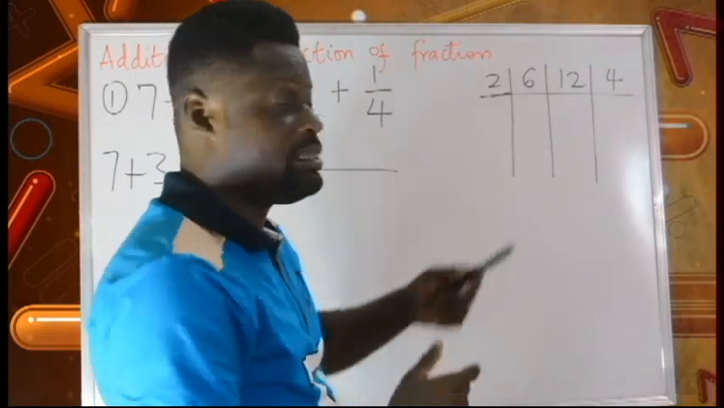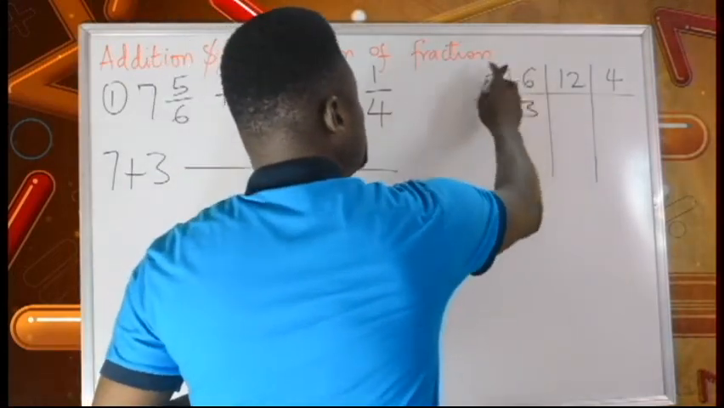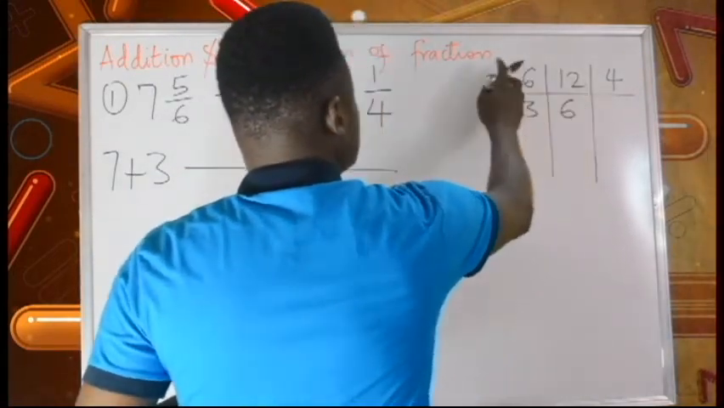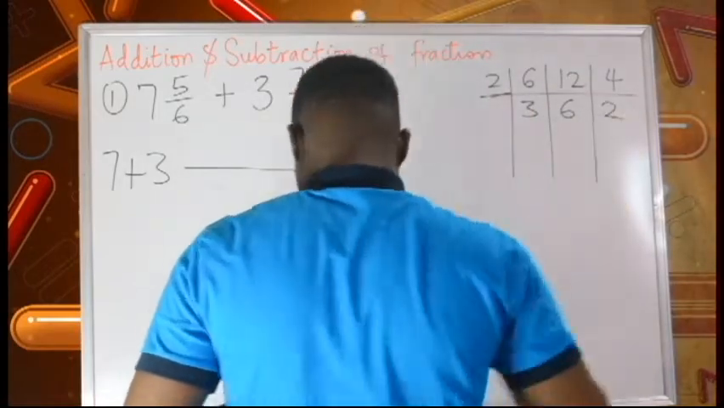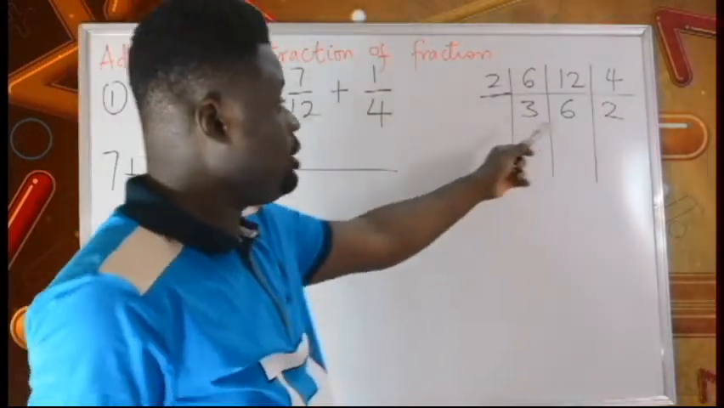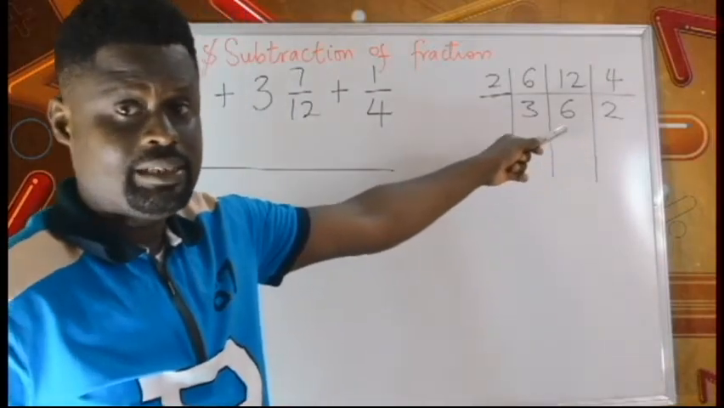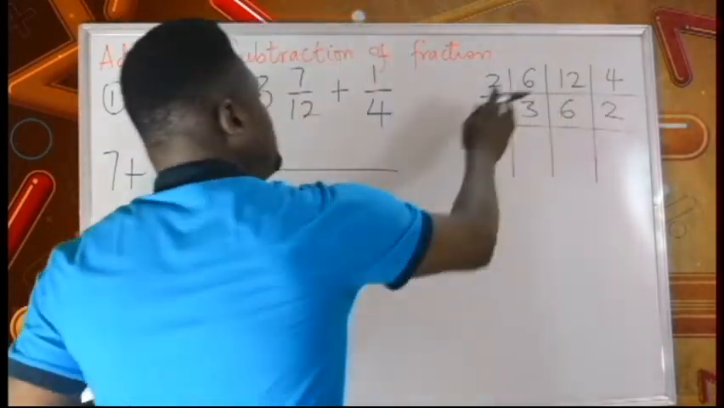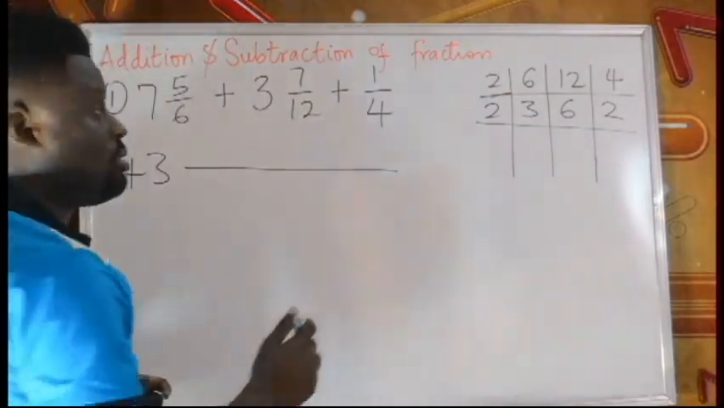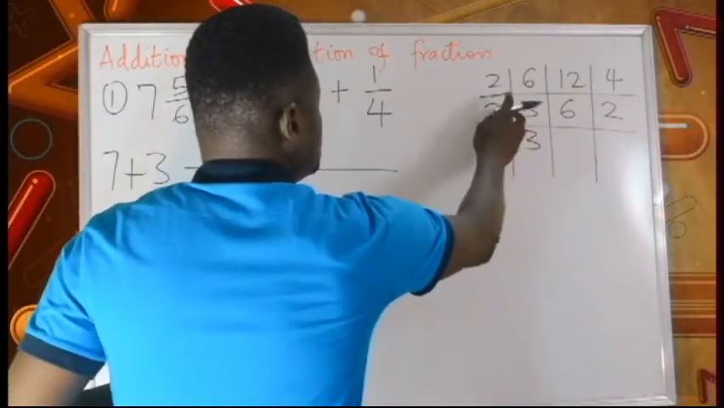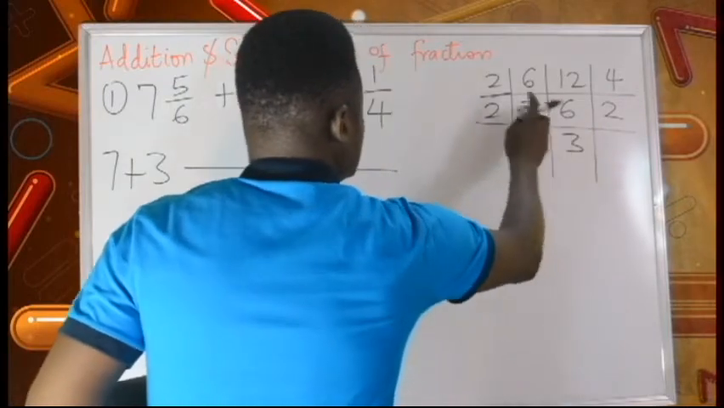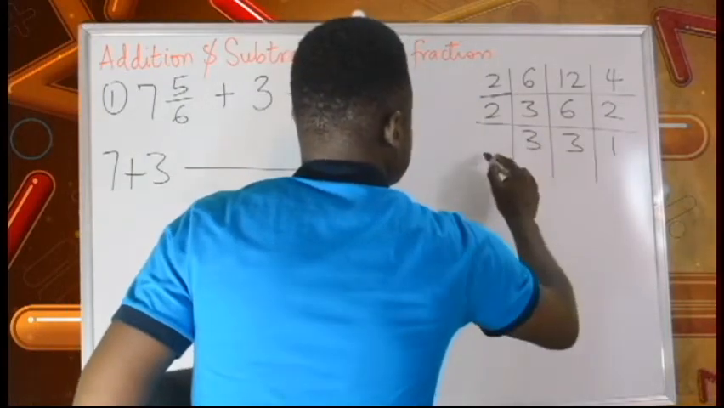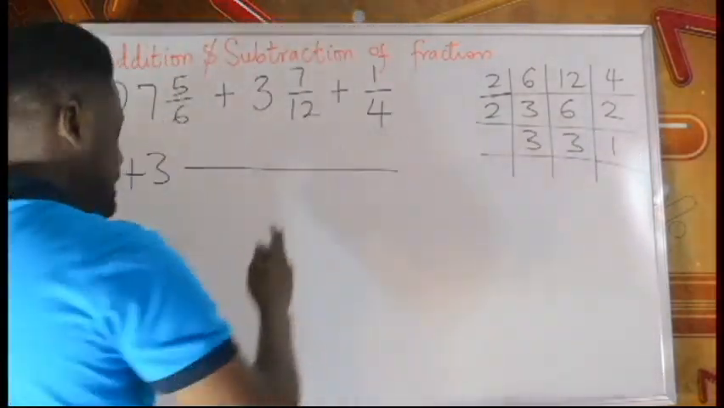2 will go in 6, 3. 2 will go in 12, 6. 2 will go in 4, 2. As long as there's still 2, we use 2 to divide again. So you use 2 again. 2 in 3, it cannot, so you put down your 3. 2 in 6, 3. 2 in 2, 1. Then 2 cannot divide anymore.